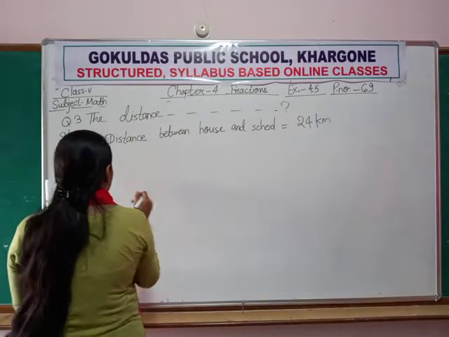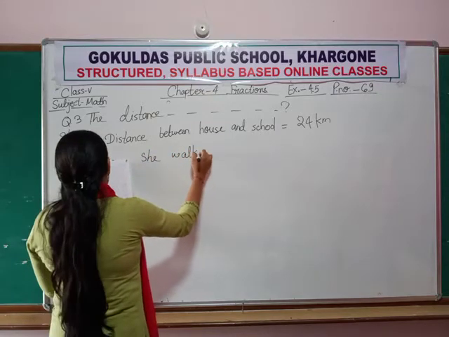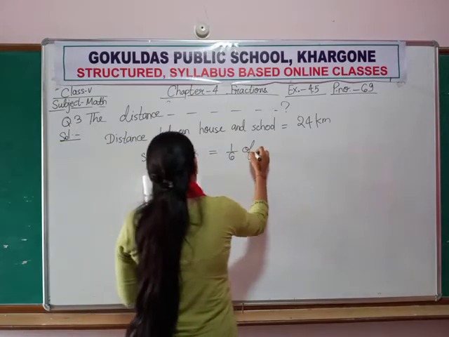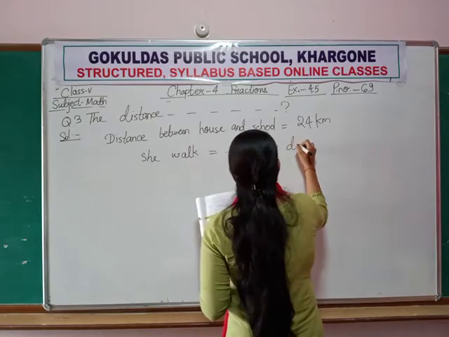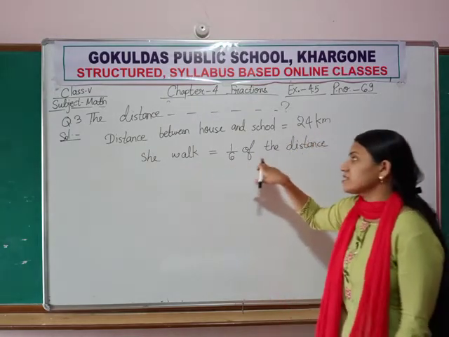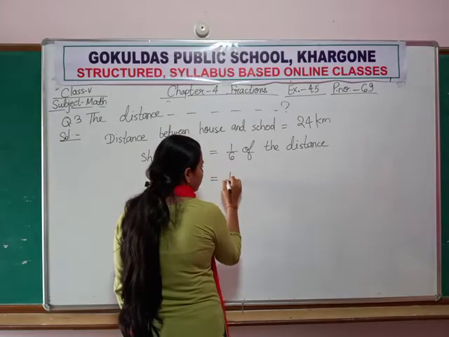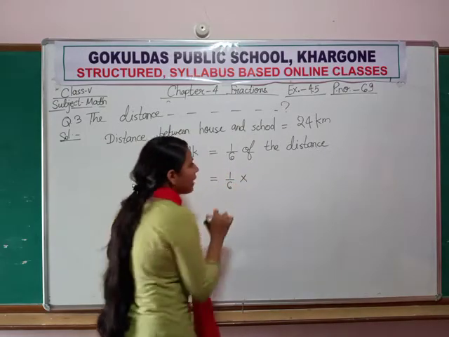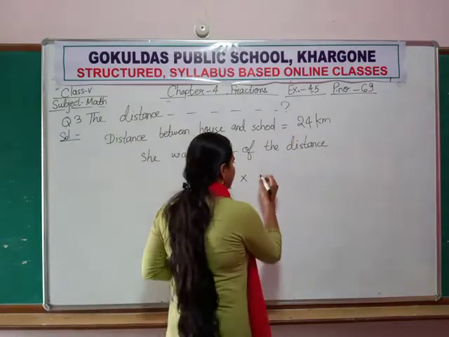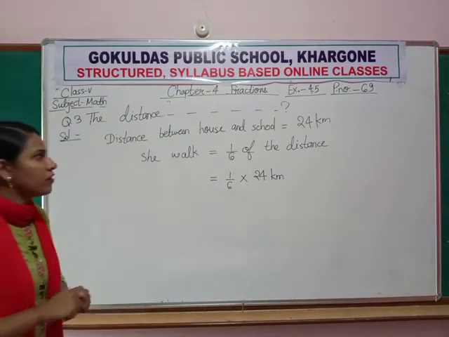And she walks 1/6 of the distance. How much does she walk? She walks 1/6 of the distance, right? So it is equal to 1 upon 6. Of means multiply, and the distance is given. How much distance is given? 24 km. So write 24 km.